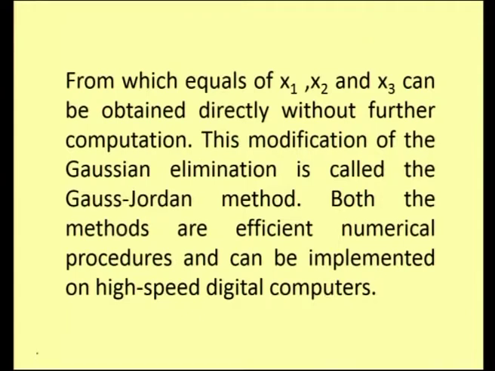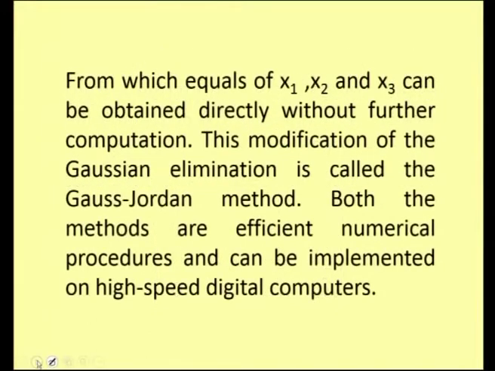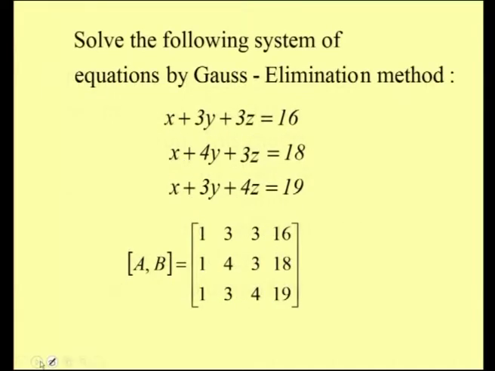This from which we would have the values of x1, x2, x3 obtained directly without further computation. That is, instead of using back substitution, if you write back the equations at this stage, we can directly obtain the values of x, z and then y and then x. This method is called the Gauss-Jordan method, and both the methods are efficient numerical procedures and can be implemented on high speed digital computers also. Now, the procedure is explained with this example.